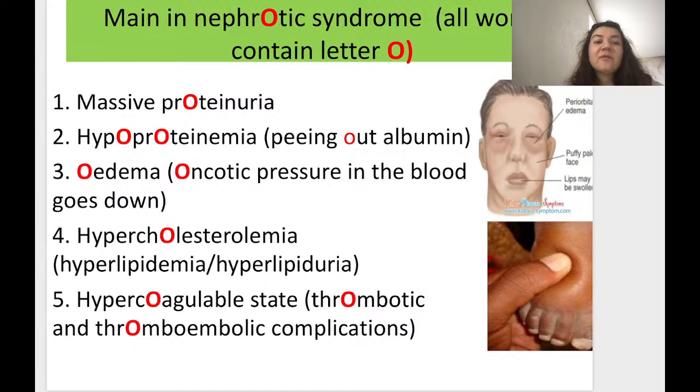First, it is massive proteinuria, massive meaning more than 3.5 grams per day. It is hypoproteinemia. In most cases, it is loss of albumin, selective proteinuria. It is edema when oncotic pressure in the blood goes down. It is hypercholesterolemia with hyperlipidemia and hyperlipiduria. And it is a hypercoagulable state with thrombotic and thromboembolic complications.